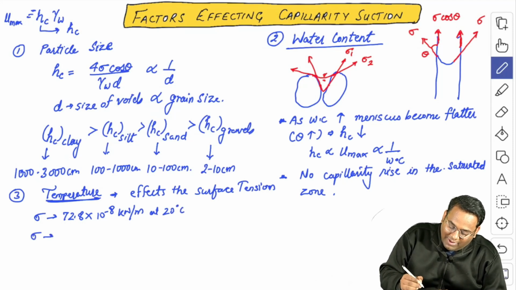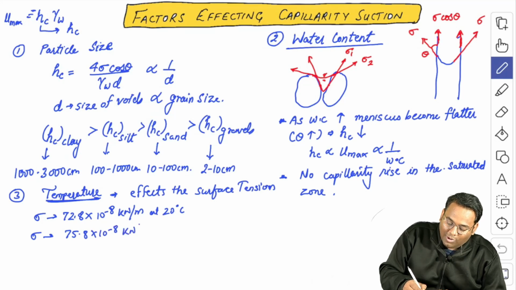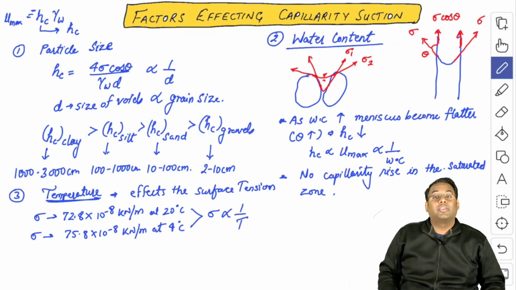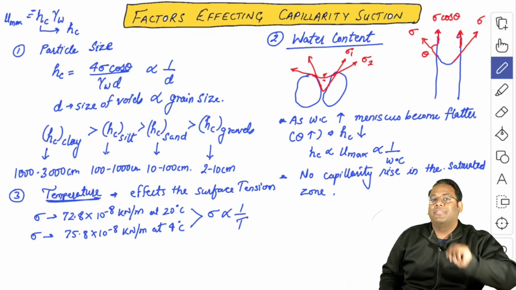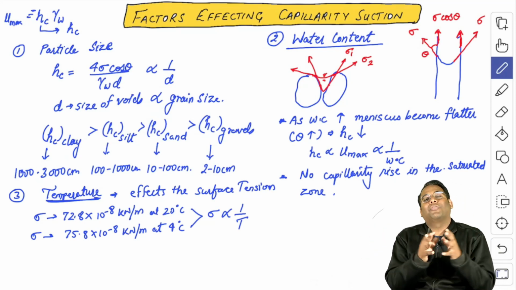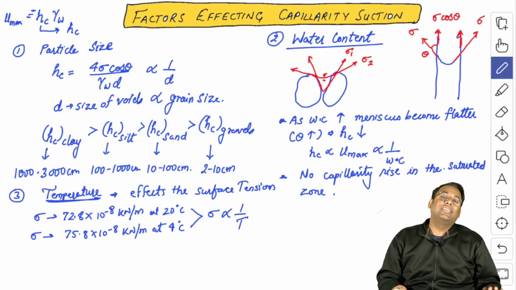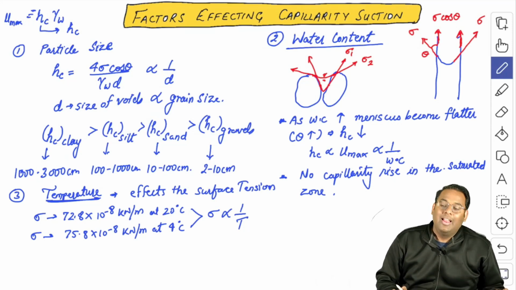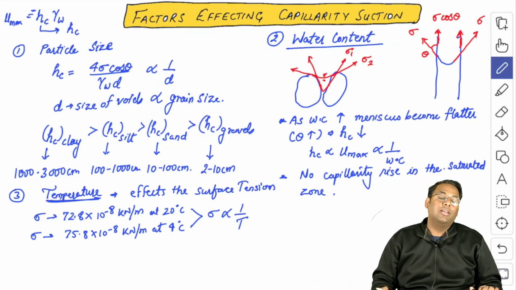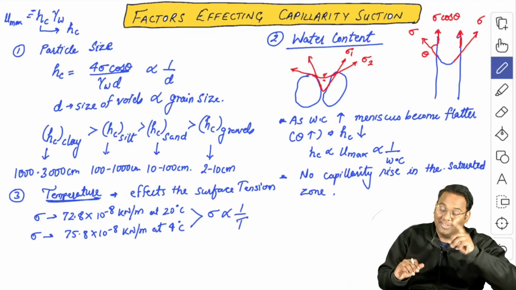Whereas the value of sigma is equal to 75.8 into 10 raised to power minus 8 kilonewton per meter at 4 degrees centigrade. Obviously from here you can say that the value of sigma will be inversely proportional to the temperature. More is the temperature, lesser is the value of sigma. The reason is that the force of attraction between the molecules keeps decreasing with the increase in temperature. As the force of attraction decreases, obviously the unbalanced force, that is the surface tension, will also decrease with the increase in temperature.